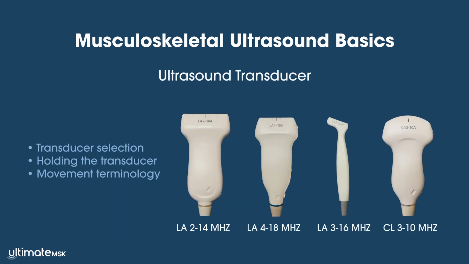Now that we have covered the basics of ultrasound physics and reviewed the ultrasound appearance of common musculoskeletal structures, let's turn our attention to the ultrasound transducer. This includes transducer selection, best practices for holding it during scanning, and terminology related to transducer movement. When selecting the optimal transducer, it's important to consider the depth and type of tissue being imaged.